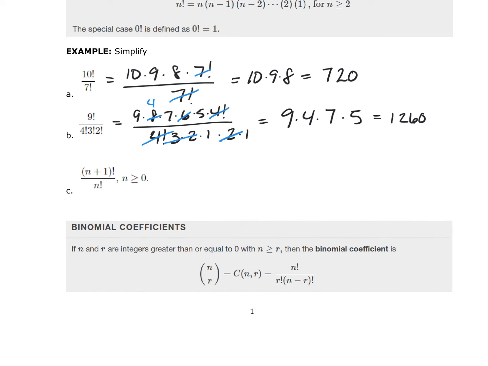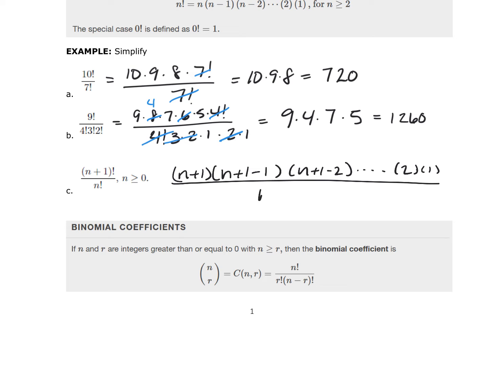Now this is something that's really important later in Calculus 2 in particular, when we start looking at convergence and power series and all of that stuff. So let's spend a few moments talking about that. The numerator is going to be n plus 1, n plus 1 minus 1, n plus 1 minus 2, and it's going to continue down until I get to 2 multiplied by 1. In the denominator, I have n factorial.